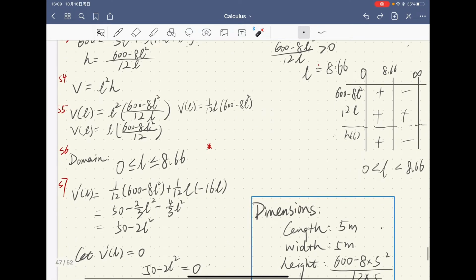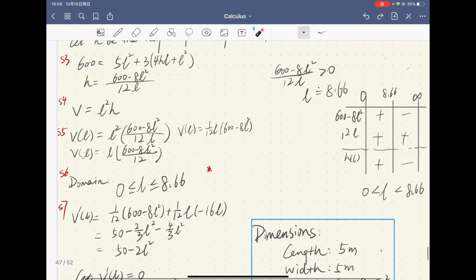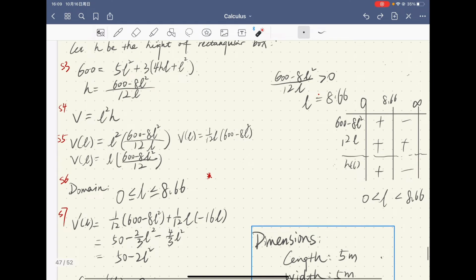Now step 6 is to get the domain of this question. As we know, dimensions cannot be negative, so the length should be bigger than 0, and H should also be bigger than 0, as well as the width. So I let this equation be bigger than 0, and we know L should be approximately 8.66. After I use the sign chart, I get the domain.